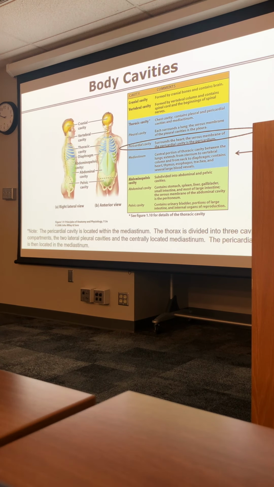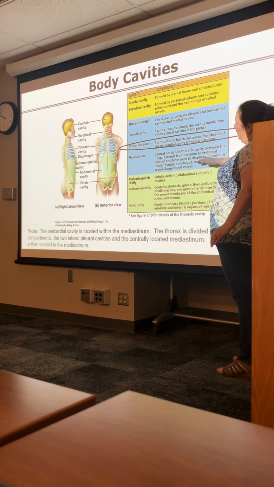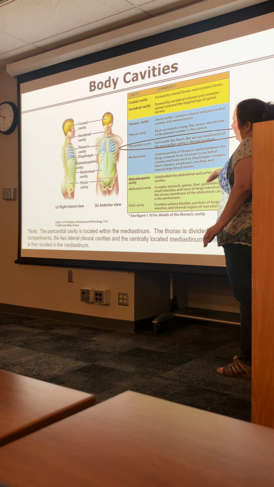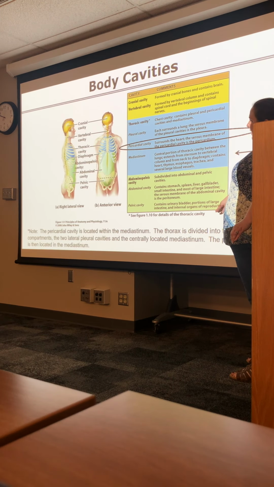So if you like it more in a chart form, this reminds you of that information. So we've already looked at the dorsal body cavity. We're looking at the blue and green here. This is what's all in the ventral body cavity, which can be divided by the diaphragm into the thoracic cavity and the abdominal pelvic cavity. Abdominal pelvic cavity divided into the abdominal cavity and the pelvic cavity. You can see the context associated with it there.